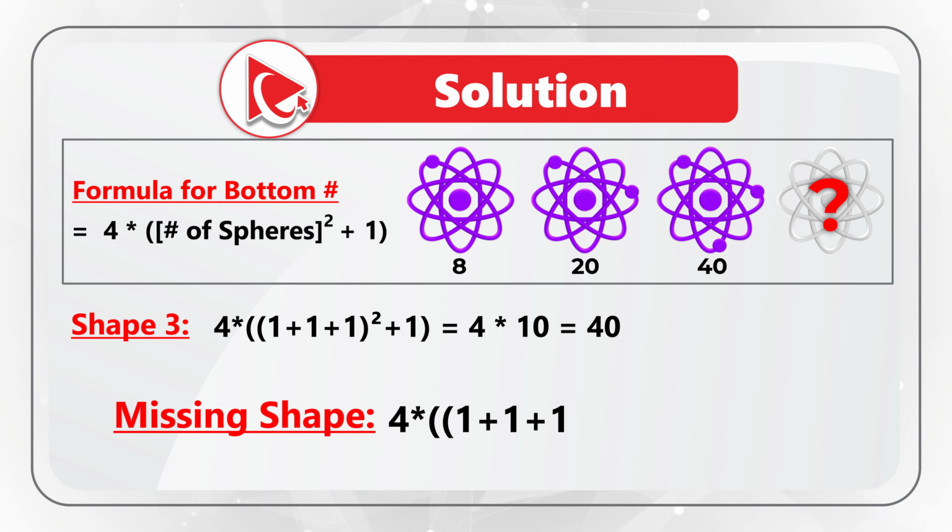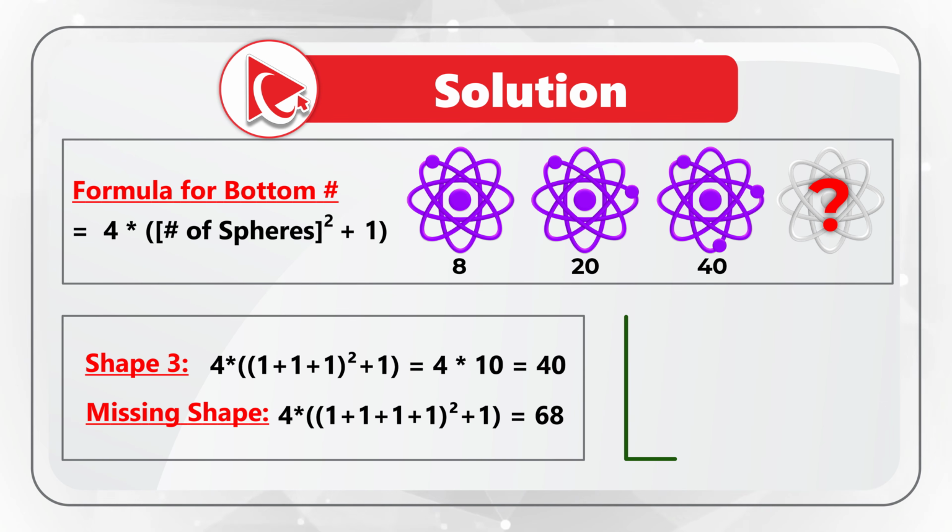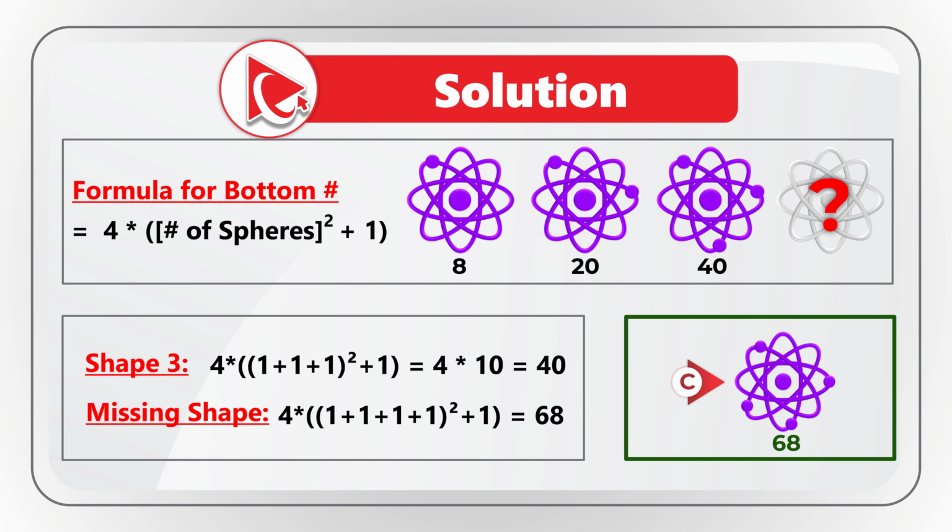So to calculate the bottom number for the missing shape, we need to multiply 4 in parentheses 4 squared plus 1 equals 4 multiplied 16 plus 1, 4 multiplied by 17 equals 68. This is why the correct choice here is choice C with bottom number 68. Hopefully you've nailed this question and now know how to answer similar problems on the test.